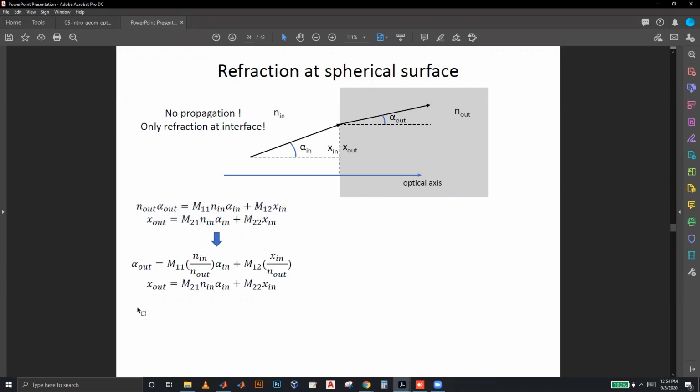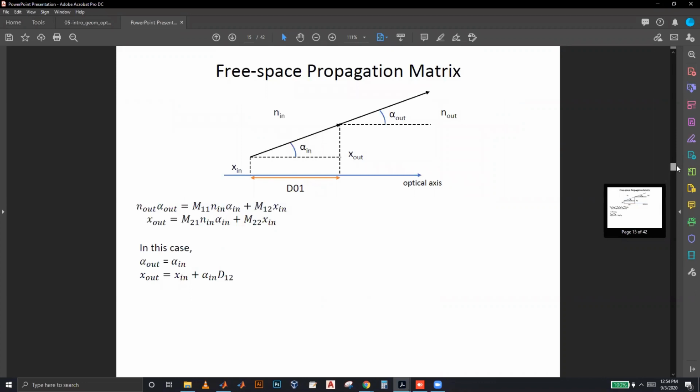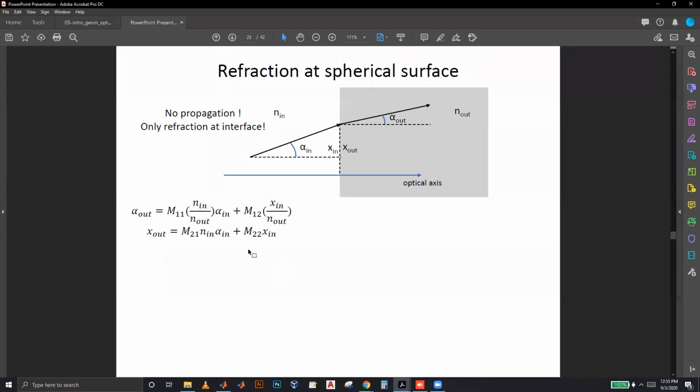Okay. Then just so that I can have these equations written out in a form which would make it easier for me to compare with the refraction equations that we derived in the previous class, which are given over here, I've done some algebraic manipulation of the equations. So here you can see refraction at spherical surface is X out equals X in, and alpha out equals some terms. So I've done some manipulation of the terms, and I've written them out in the form of X out and alpha out, right? So X out equals M21 times N in alpha in plus M22 times X in. And alpha out is basically, I've divided the right hand side by the N out. So N in over N out, and here X in over N out.